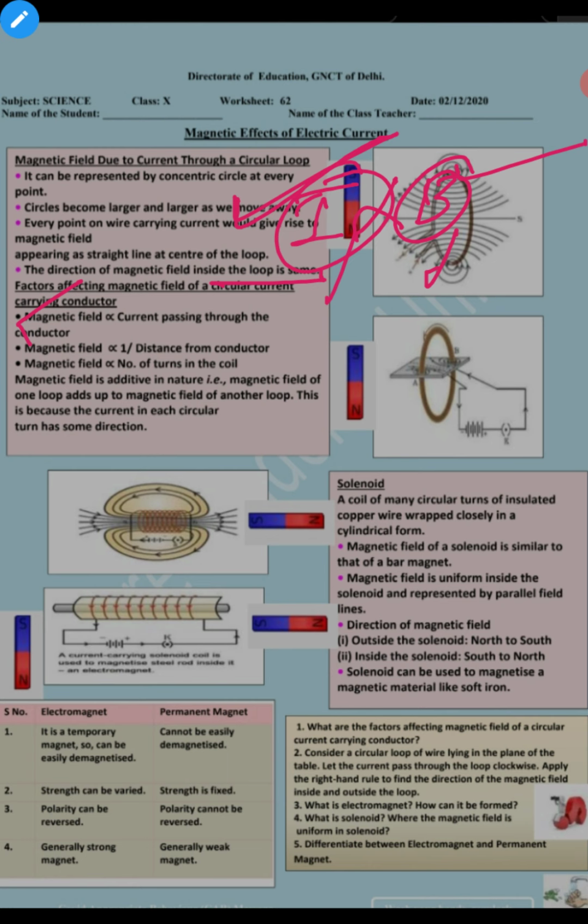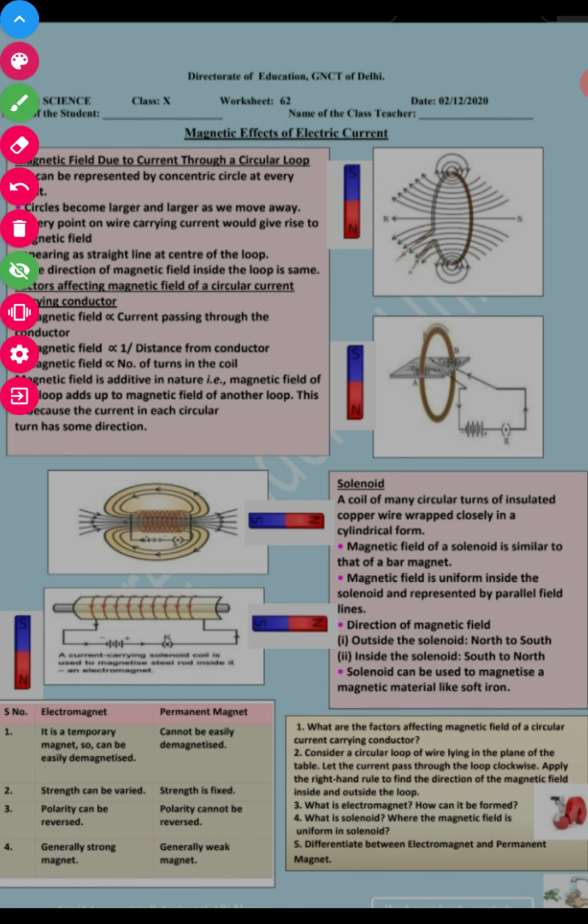Magnetic field is inversely proportional to the distance from the conductor. Means if the distance increases, magnetic field decreases. If distance decreases, magnetic field increases. It depends upon the number of turns also. More number of turns means more magnetic field. The magnetic field is additive in nature. The magnetic field of one loop is added up to the magnetic field of another loop, right?